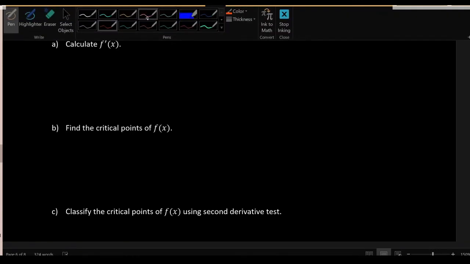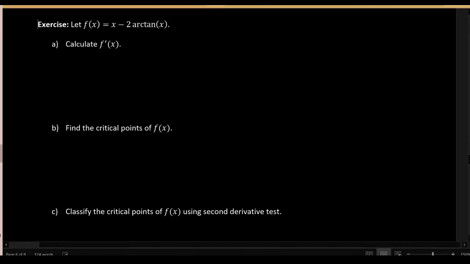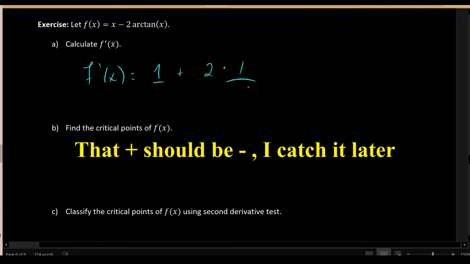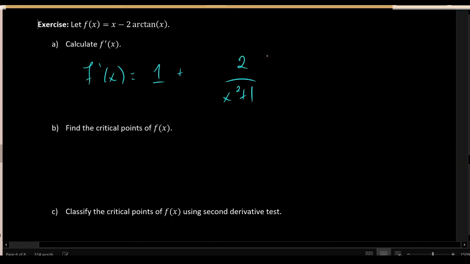So let's get some practice using the second derivative test in this situation. We've got f of x equals x minus 2 times arctan of x. Let's start by calculating the value of the first derivative, f prime. So the derivative of x is 1, and from our work on derivatives of inverse functions, we remember that the derivative of arctan x becomes 1 divided by x squared plus 1. So let me just clean that up and put 2 in the numerator.